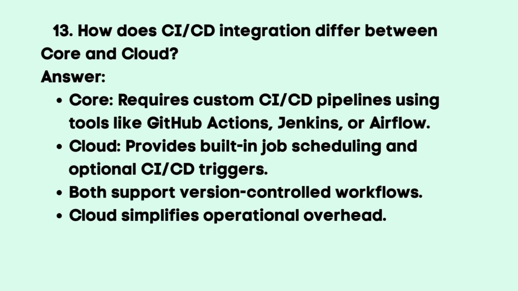How does CI/CD integration differ between Core and Cloud? Answer: Core requires custom CI/CD pipelines using tools like GitHub Actions, Jenkins, or Airflow. Cloud provides built-in job scheduling and optional CI/CD triggers. Both support version-controlled workflows. Cloud simplifies operational overhead.